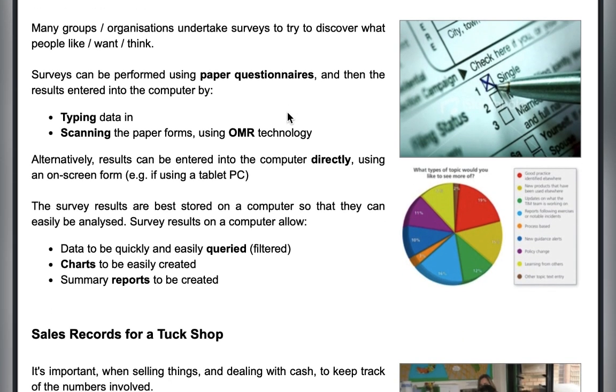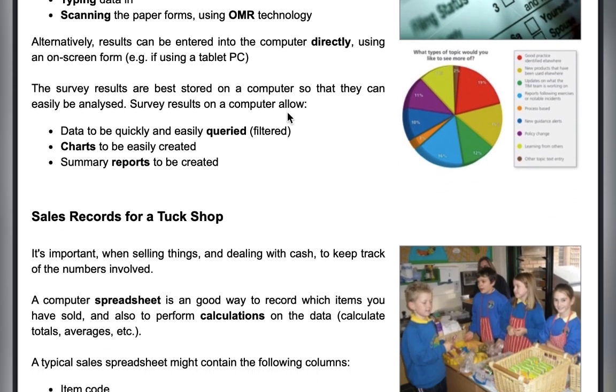The survey results are best stored in the computer, and there we can easily plot them and analyze them. Survey results on a computer allow the data to be quickly and easily queried. We are going to learn querying databases in ICT. So they are easily queried, that is filtered, and then charts can be easily created, and a summary report can be created also, so that you can give details of what you have done.